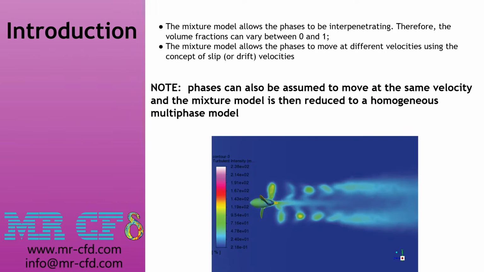The mixture model, like the VOF model, uses a single fluid approach. It differs from the VOF model in two aspects. The first aspect would be the fact that the mixture model allows the phases to be interpenetrating. Therefore, the volume fractions can vary between 0 and 1. The second aspect would be the fact that the mixture model allows the phases to move at different velocities using the concept of slip or drift velocities. It also should be mentioned that the mixture model is considered a simple multiphase model, yet powerful for modeling different types of multiphase flows if applied wisely.